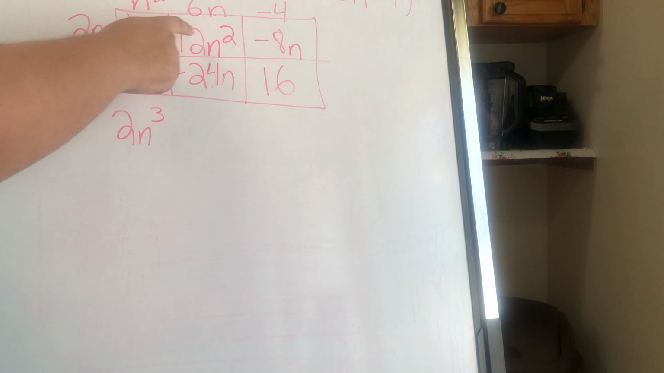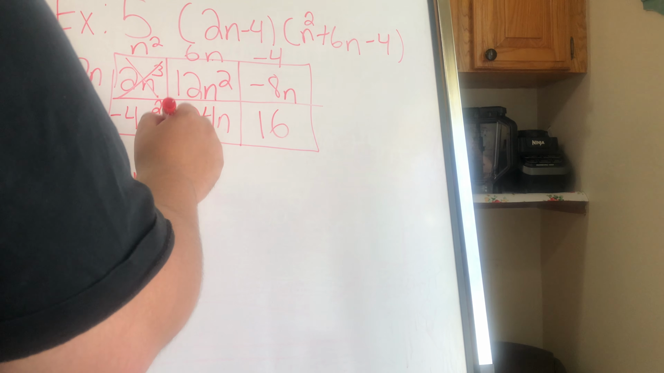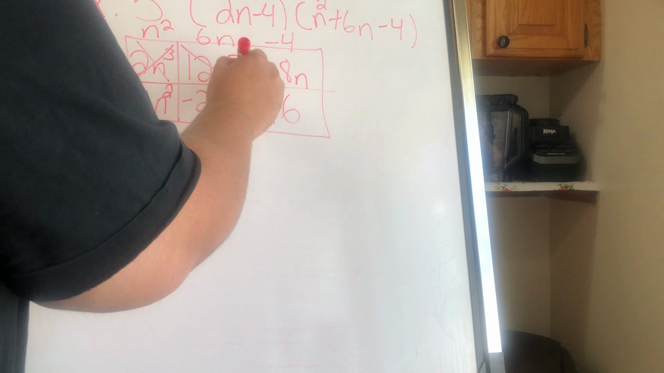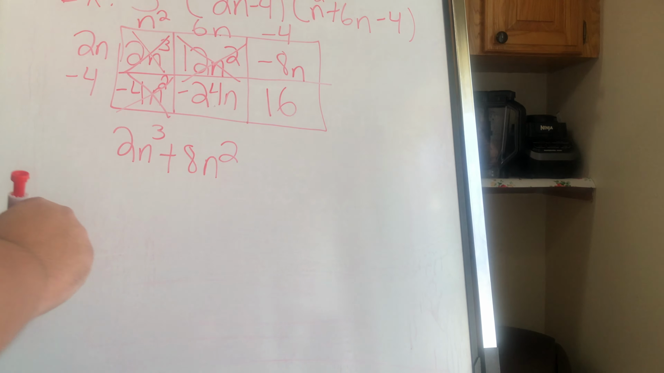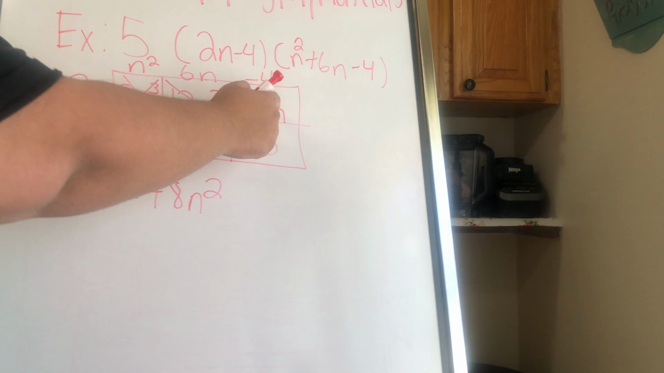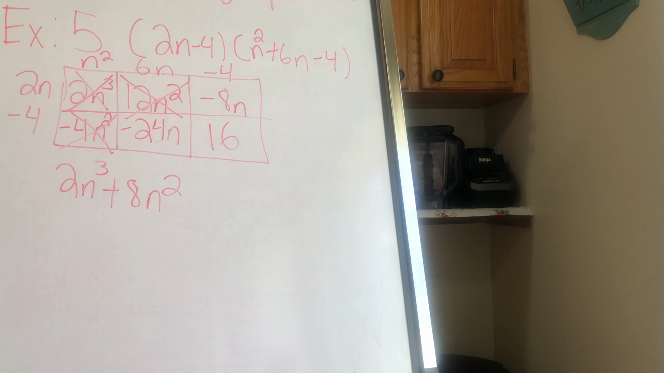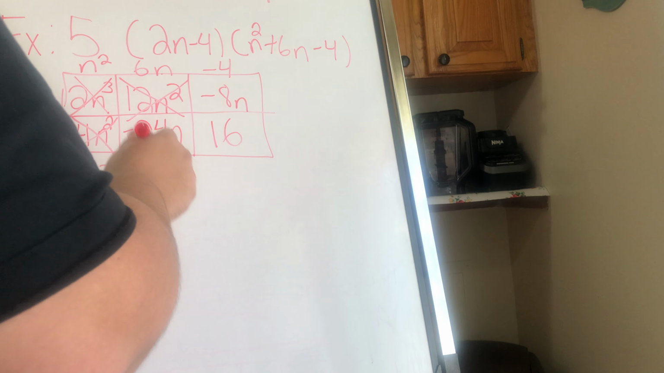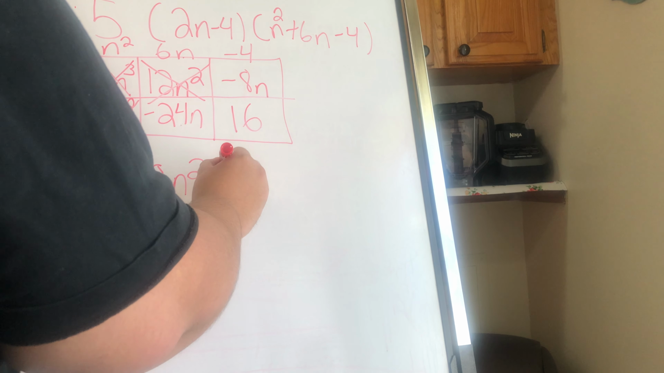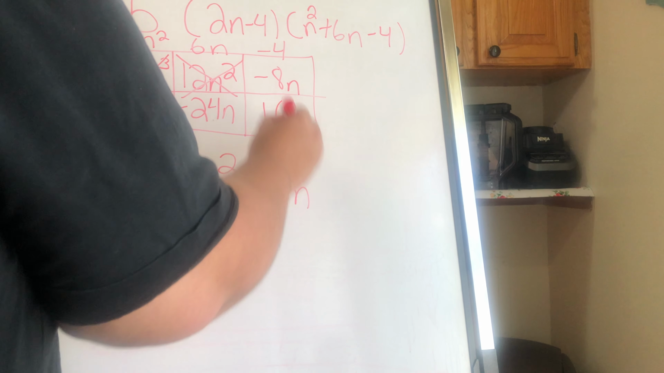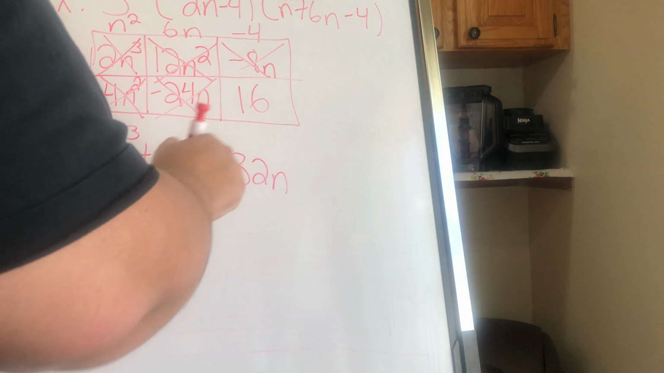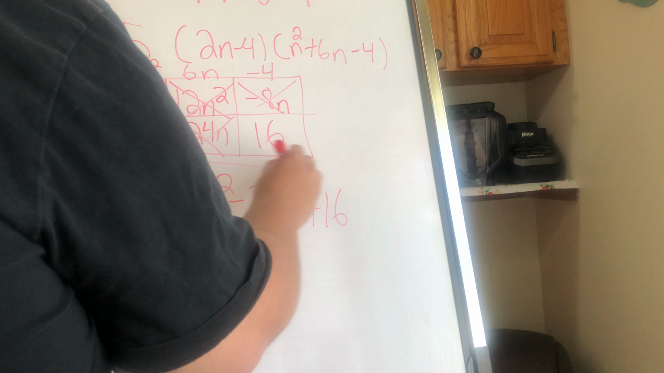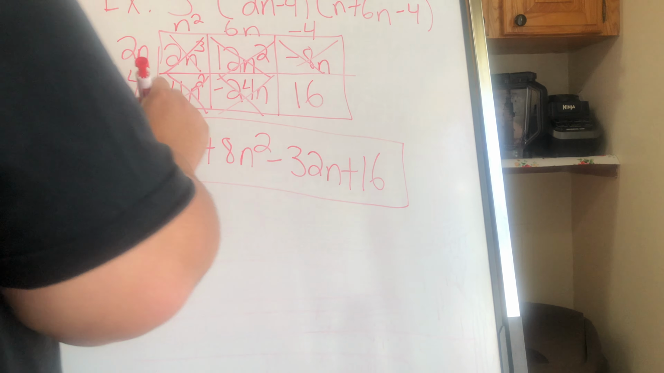This is done. So 12 minus 4, that's 8, so plus 8n squared. This is gone. This is gone. And from there, the next ones across: negative 8 minus 24 is, like I said, like you owe money to two people. You combine how much you both owe. So negative 8 minus 24, that is negative 32n. This is done. All that's left is that plus 16. So I write it out, and your answer to example problem number 5 is on the board.